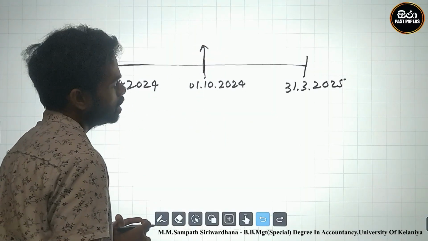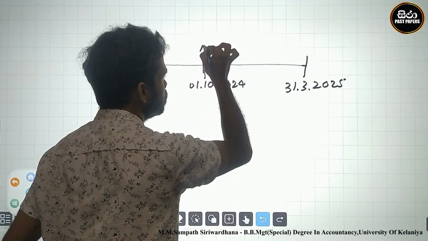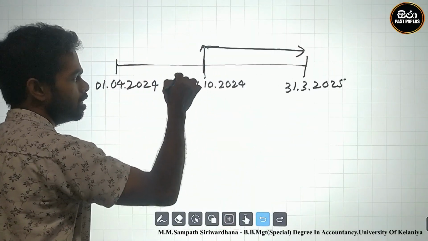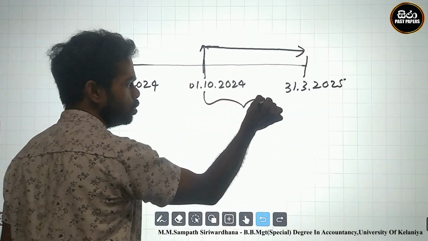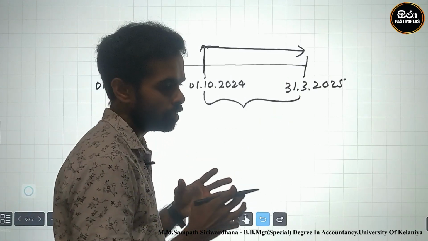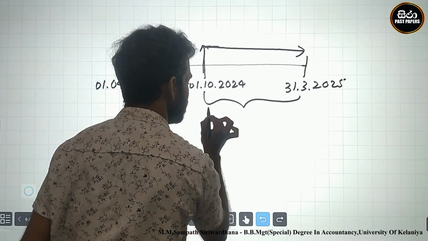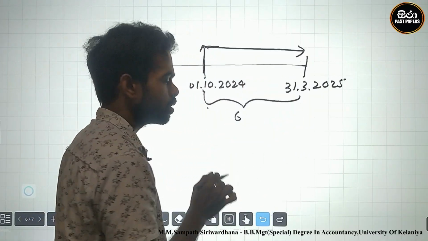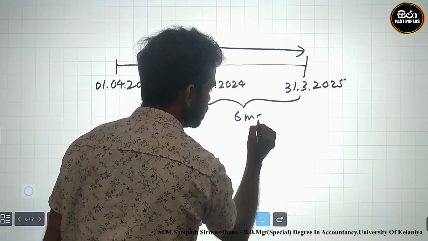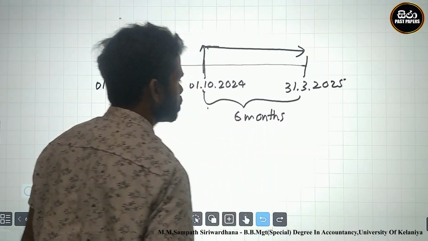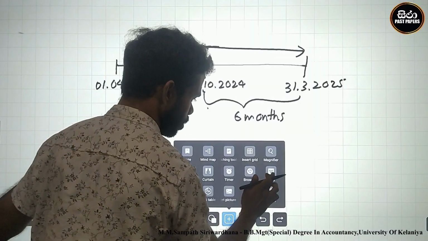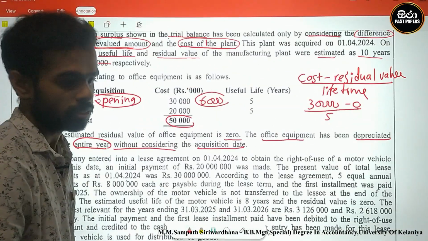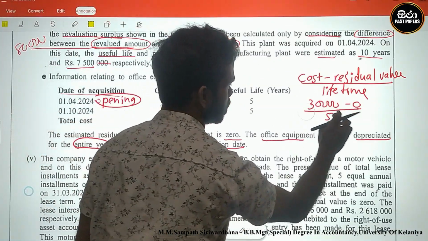After that, we must calculate from this date to this date. The period available for using this asset is 6 months. There are 6 months from this date to this date. Therefore, we must calculate 6 months depreciation for this 20,000 asset.